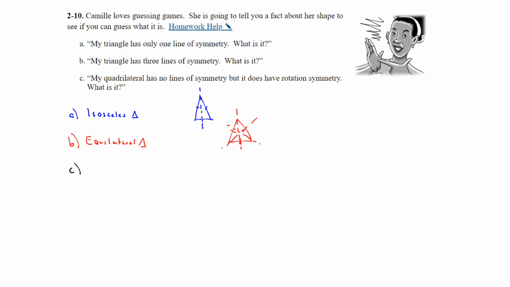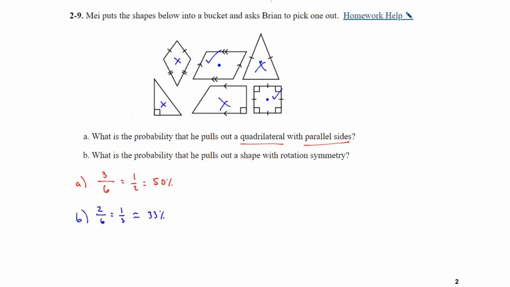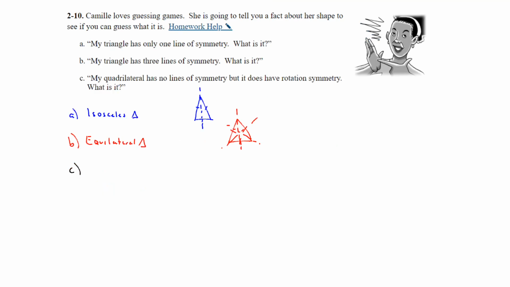And then the last one, C. My quadrilateral has no lines of symmetry, but it does have rotational symmetry. What is it? Well, from the previous problem, we just talked about a quadrilateral that has rotation symmetry, which is the parallelogram. Can you reflect it? And that's kind of what this question is asking. It has no lines of symmetry, okay, but it does have rotation symmetry. So this looks like we are looking at a parallelogram.